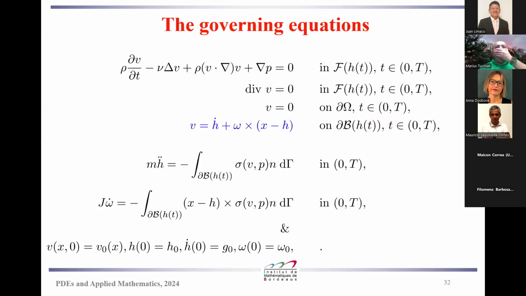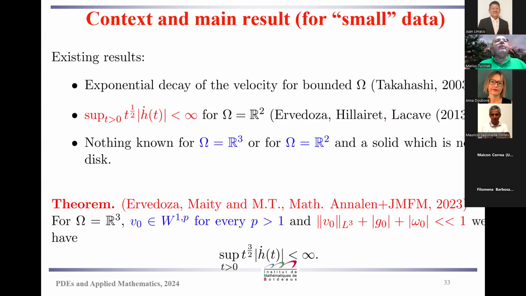So the equations are exactly those we have seen. My fluid is now unbounded. So I have a ball, let's say, and the fluid domain is R3 with the exception of this ball. The equations, I don't repeat them, they are here. And what we obtain for small data, I first remind you of the existing results. If the domain is bounded and the data are small, then there is exponential decay of the velocity of the solid included, which means that it will asymptotically stop somewhere.